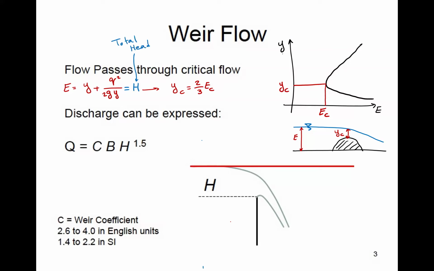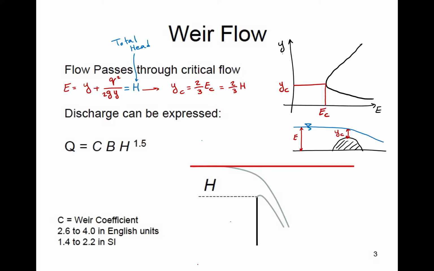And it will be equal to E if the channel bed is 0. So we can continue that equation and say this is equal to 2/3 of H if the channel bed is horizontal and we don't have head loss. That would be accurate. Now, if we continue this and do a little bit of simple math, we'll see that this is what's going to happen.